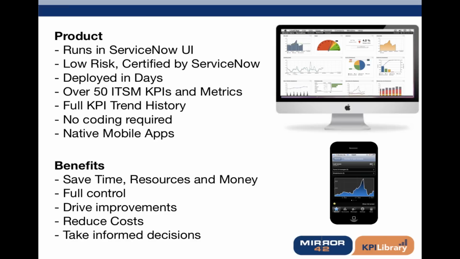Deployed in merely days rather than months, Mirror 42 measures over 50 key performance indicators related to IT service management processes and allows IT leaders to set targets, drive performance improvements, and take informed decisions based on facts. Let's take a look at the application.